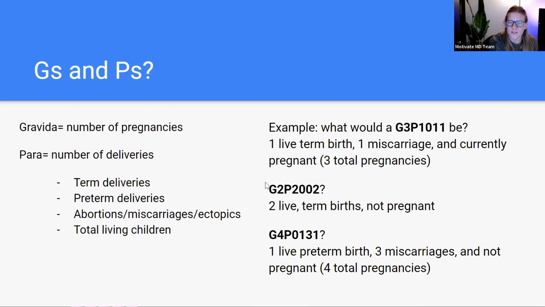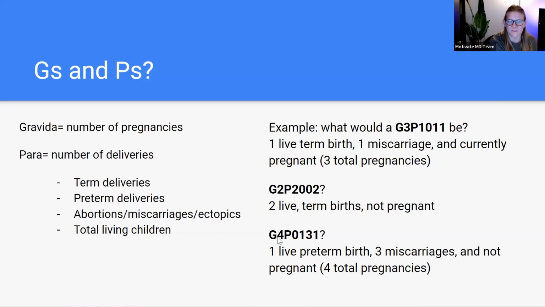And then a G2 P2002. So we just have these 2 term live births here, again like 2 living children, and they're not currently pregnant. And then a G4 P0131. That 4 is again their number of pregnancies. P0, so 0 term births, 1 preterm birth here, 3 miscarriages, and not currently pregnant. So if you put together those 3 miscarriages and 1 live preterm birth, that's 4 total pregnancies, G4.